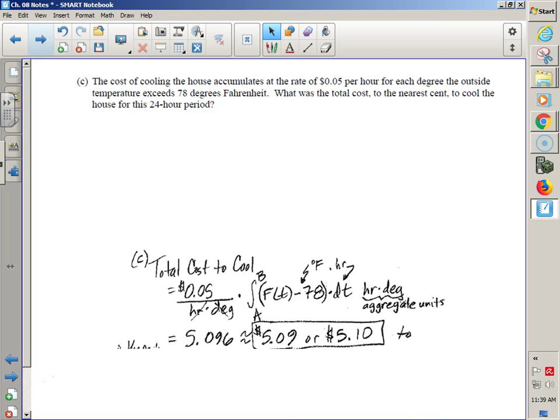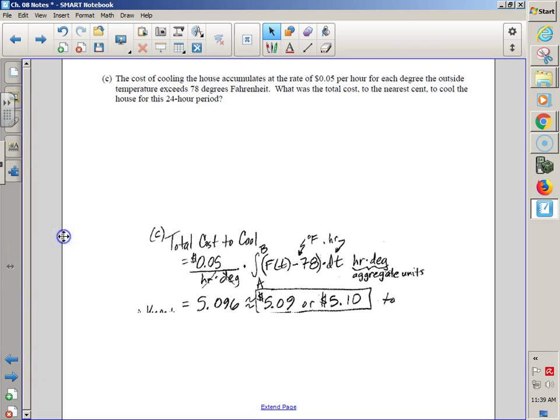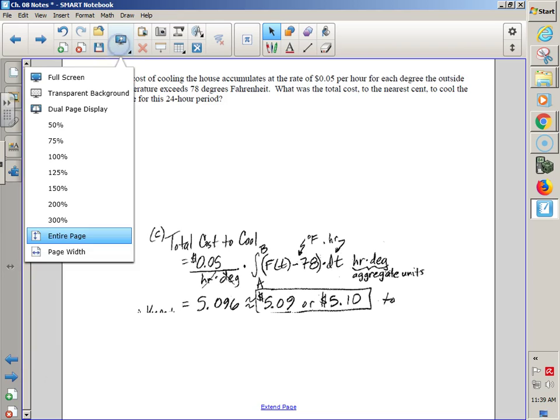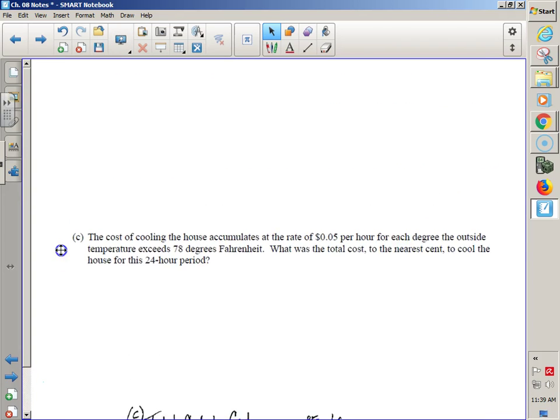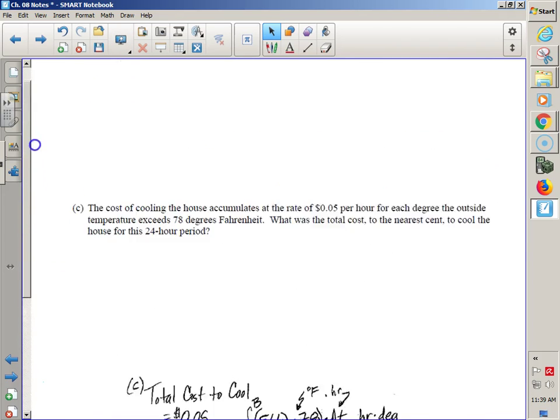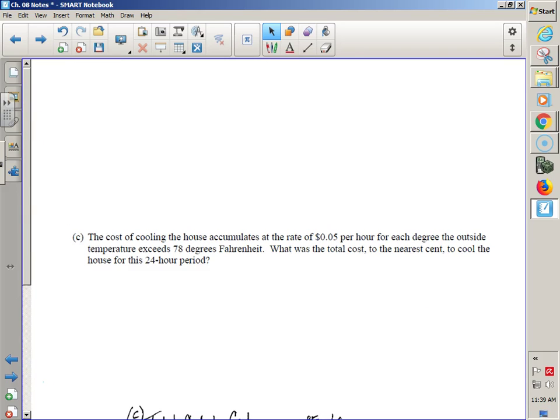But then this one starts talking about the total cost. If I can get it, there you go. That didn't hurt you at all. The total cost. Do you see that word? Do we need to get better at that word?